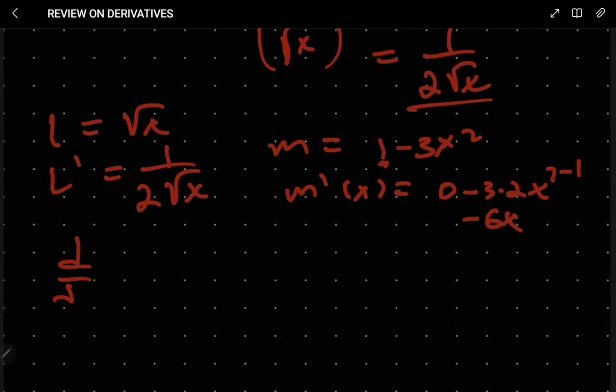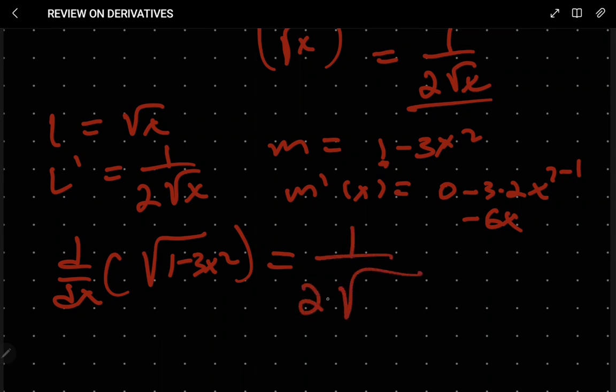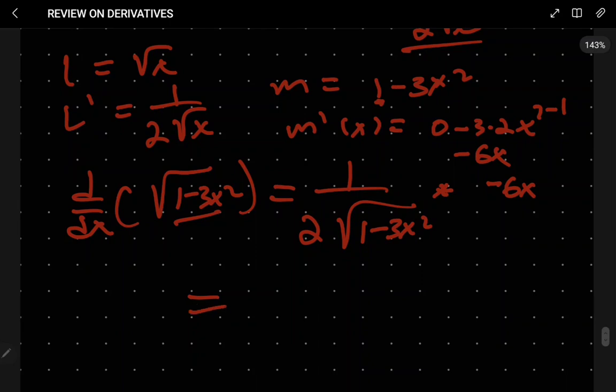Now how do you do this one? What is d/dx of the square root of 1 minus 3x squared equal to? The first thing is you find the first derivative, which is 1 over 2 root, with m of x inserted in the root, which is 1 minus 3x squared, then times the derivative of this one, minus 6x. Yeah, minus 6x. That's how it works. So this is equal to minus 6x over 2 root 1 minus 3x squared.